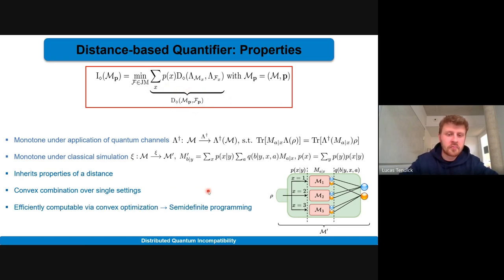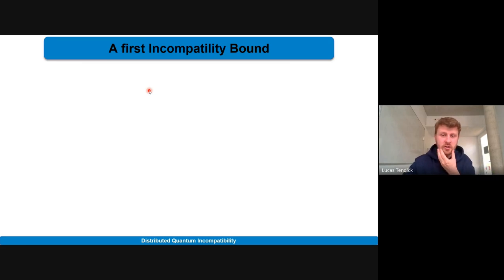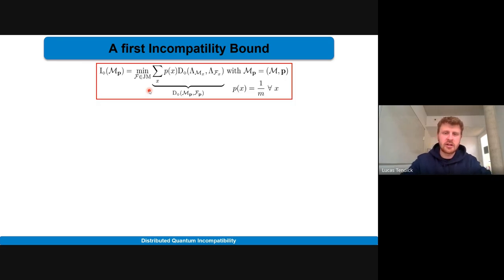And furthermore, this is also appealing. It's efficiently computable via SDPs. And we can use the whole machinery of semi-definite programming to derive bounds by looking at the primal and the dual. Finally, as I showed you before on the other slide, the diamond distance has an operational interpretation. So we can think of this whole thing as some average measurement distinguishability measure between an incompatible assemblage M and the whole set of jointly measurable assemblages F. Good. Let's come to a first incompatibility bound. So we take again this measure.